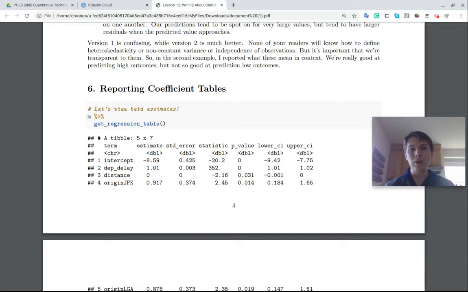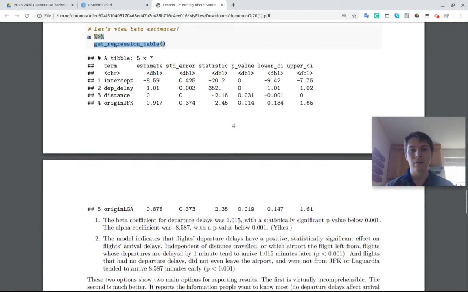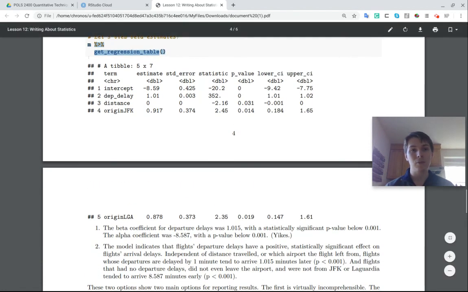Last but not least, we really want to report coefficient tables. This is the big skill, because this is very useful for us. So for example, we could use the get regression table function to get our coefficient table, where we've got alpha and we've got the beta coefficient for departure delays and distance and for each different airport. And we've got the p-value right here.